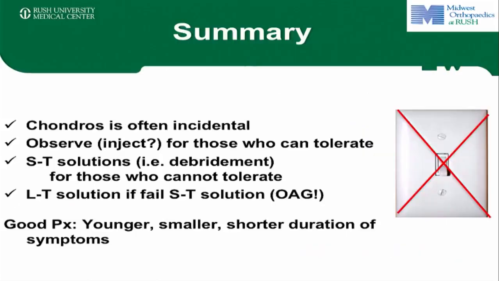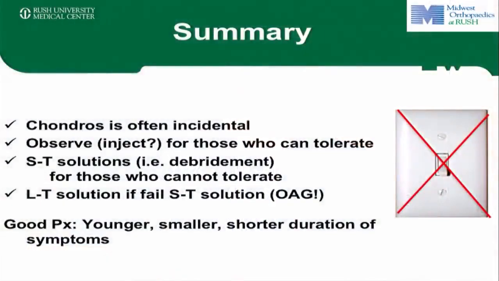So in summary, it's important to understand that chondrosis is often incidental, and we don't really have a firm understanding of the natural history of asymptomatic disease, so I let them go until they become symptomatic. I'll often observe them. Sometimes we'll provide injections for acute flares for those who can tolerate high-level activity. We don't take them out of play if they're tolerating it. We'll offer short-term solutions, debridement, especially in our high-level athletes, for those who can't tolerate their disease with activities. We'll offer long-term solutions if they fail their short-term solution, including osteochondral grafting.